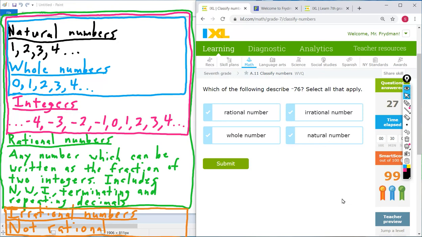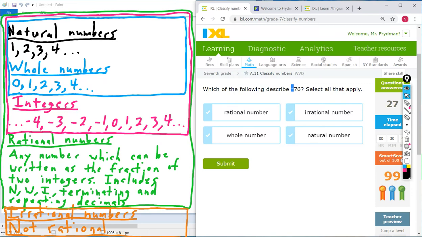Which of the following describe negative 76? Okay, so it's a negative. Now, the whole numbers do not include the negatives. So if something is negative, then it is not a whole number. Same thing goes for the natural numbers. If something is a negative number, then it is not natural.